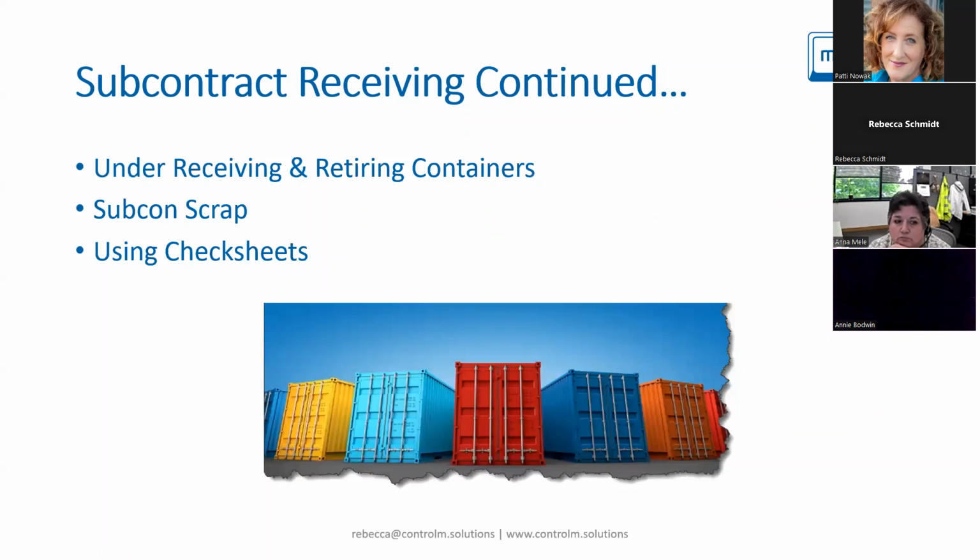Under receiving and retiring containers, in the instance where you wouldn't be receiving in the same quantity, so it would be less than anticipated, we would want to be using the under receiving function. And this can be done right from the receive screen in the blue action bar. And this is the same for retiring containers function. It will be right in that blue action bar.